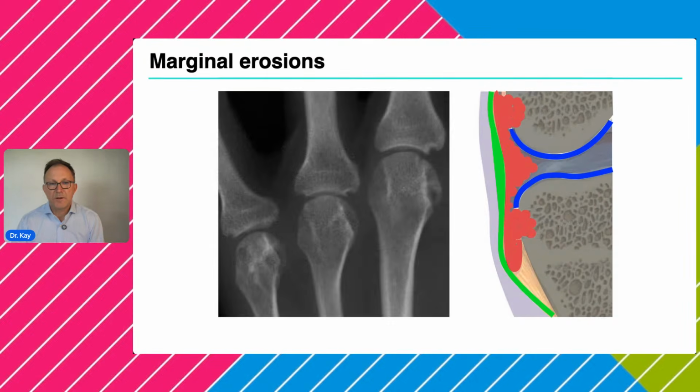If we use this drawing and translate it to an X-ray, we can see there are some erosions here at the edges of the joints with well-preserved joint spaces. And there are usually multiple joints affected by these erosions. That's actually the major finding that we want to tackle today in our session.